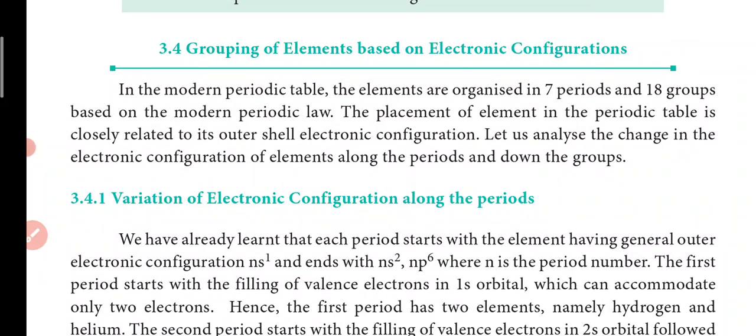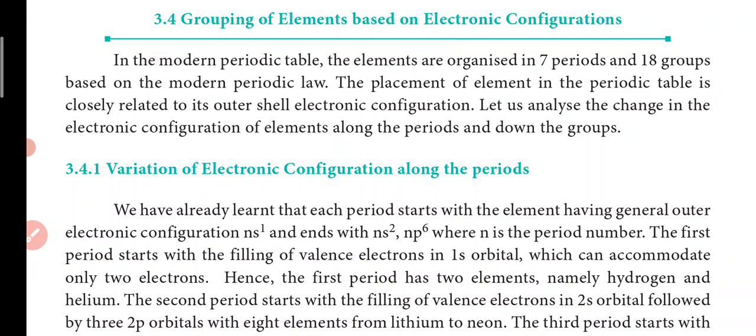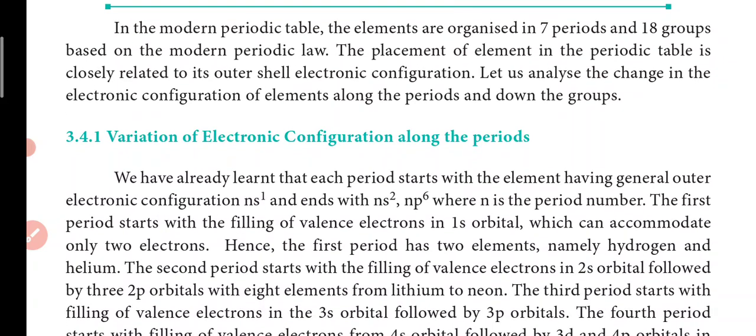Today we are going to see the grouping of elements based on electronic configuration. Henry Moseley gave an idea of how to arrange the atoms in the periodic table. In the modern periodic table, the elements are organized in 7 periods and 18 groups based on the modern periodic law. The placement of an element in the periodic table is closely related to its outer shell electronic configuration. Now we are going to analyze how the electronic configuration changes along the periods and down the group.